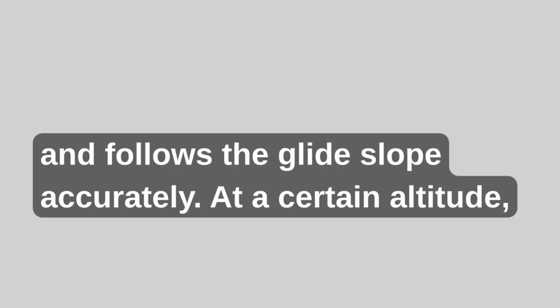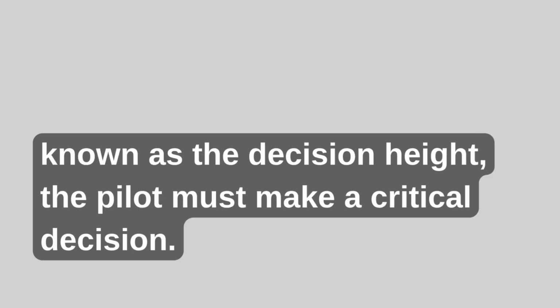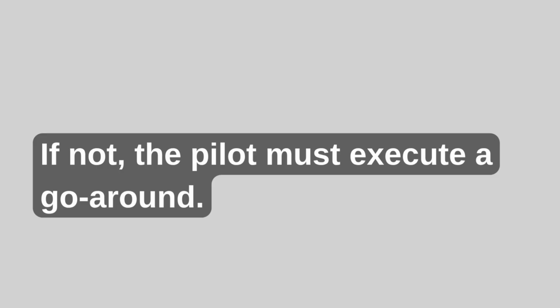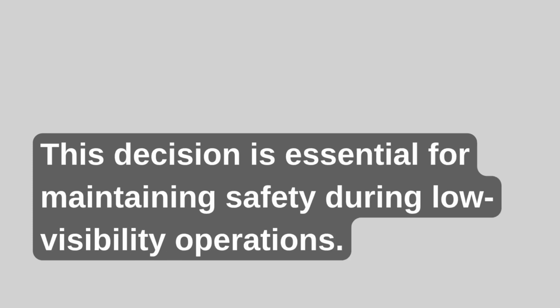At a certain altitude, known as the decision height, the pilot must make a critical decision. If the runway or its lights are clearly visible, the landing can continue. If not, the pilot must execute a go-around. This means discontinuing the landing and climbing away safely. This decision is essential for maintaining safety during low-visibility operations.